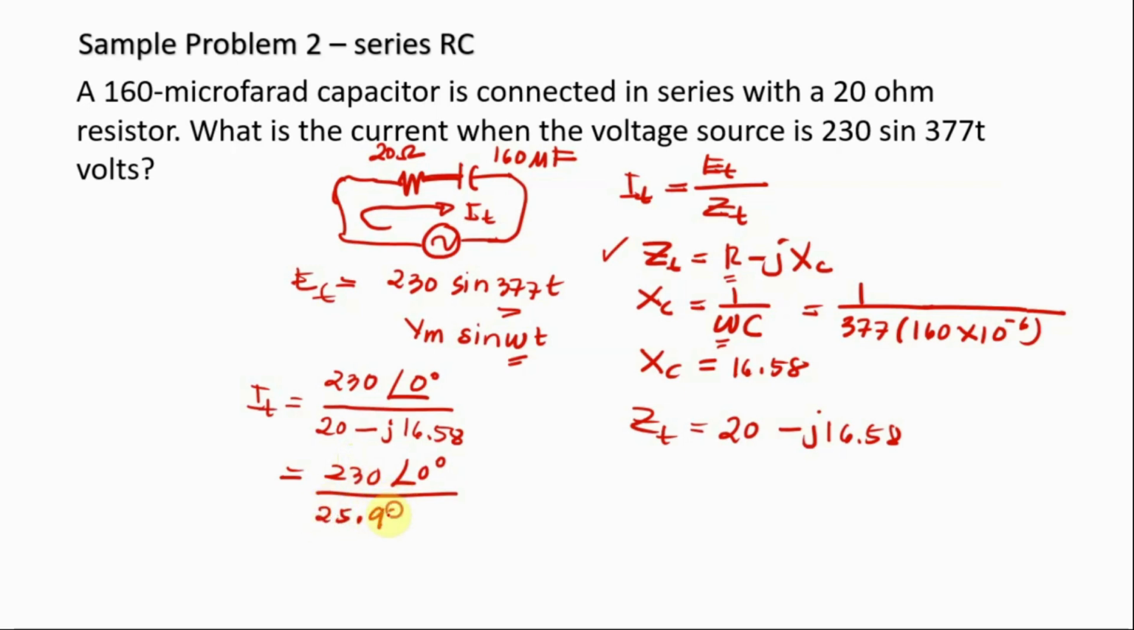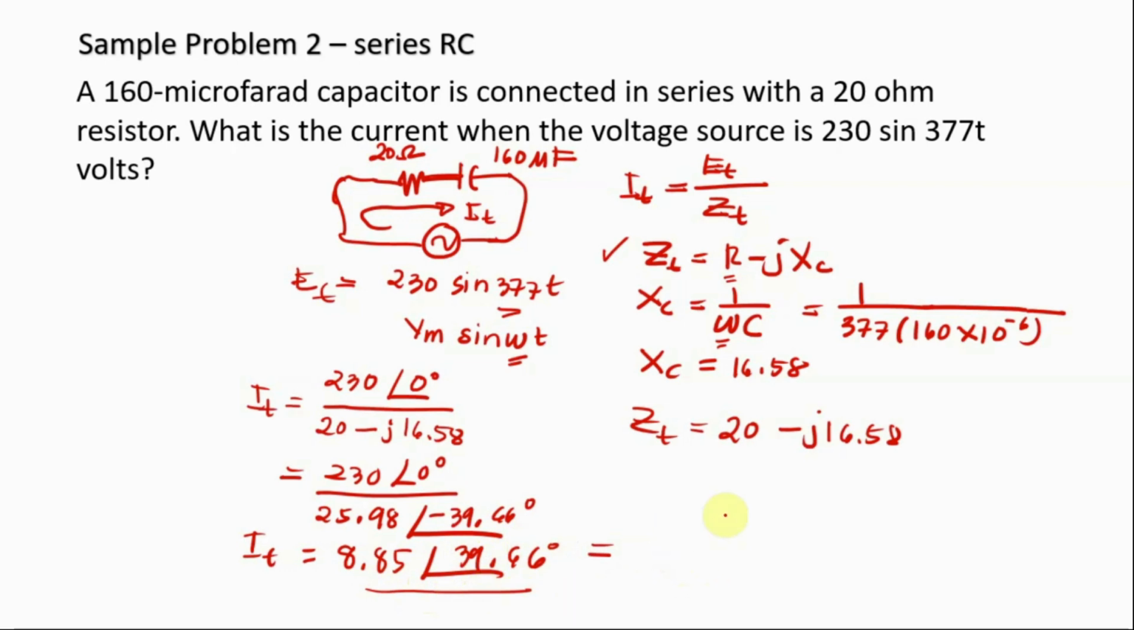Manipulate your calculator, you press your calculator, and you'll get this one, negative 39.66, cis of negative 39.66 degree. So it is easier for us to conduct mathematical operations if it is in polar form. So your I sub T, you divide this one, so it will give you 8.85 cis of positive 39.66 degree.